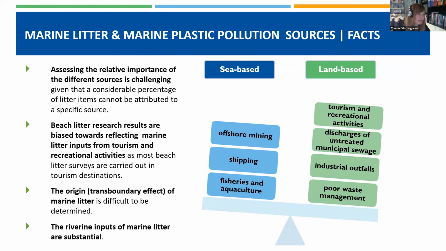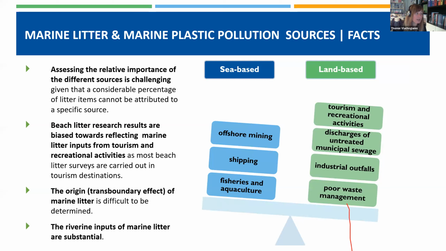For example, one plastic drinking bottle could be coming from a tourist on the beach, from a tourist on board a cruise ship, or from a worker working in a fisheries and aquaculture plant. So we cannot say with a high level of certainty where this plastic drinking bottle came from. And therefore, almost 50% of the litter items that are being surveyed cannot be attributed to either land-based or sea-based sources. So this is an uncomfortable truth, but this is the truth.